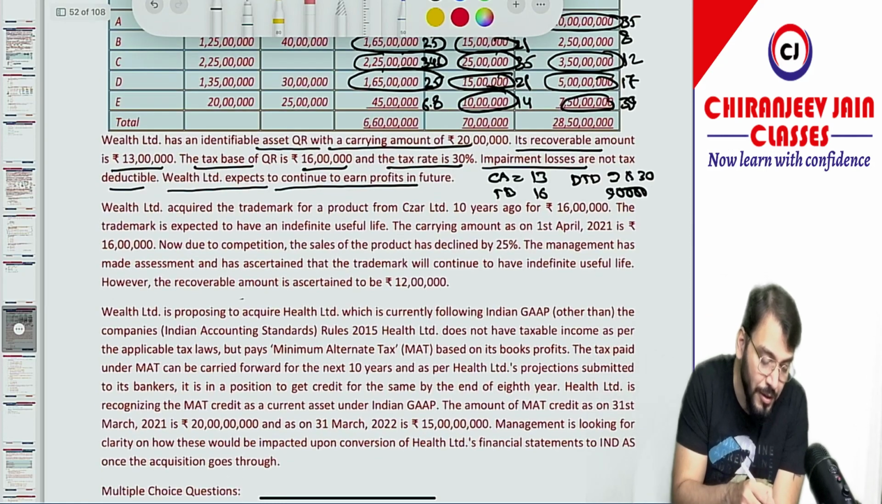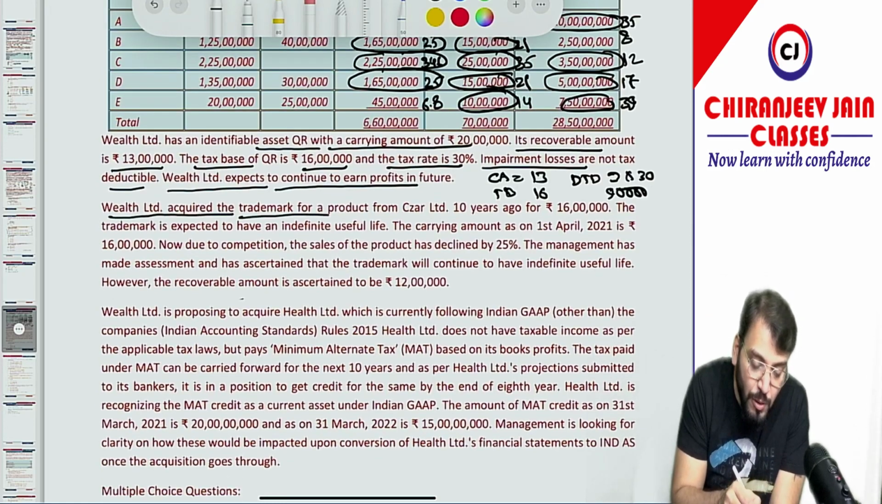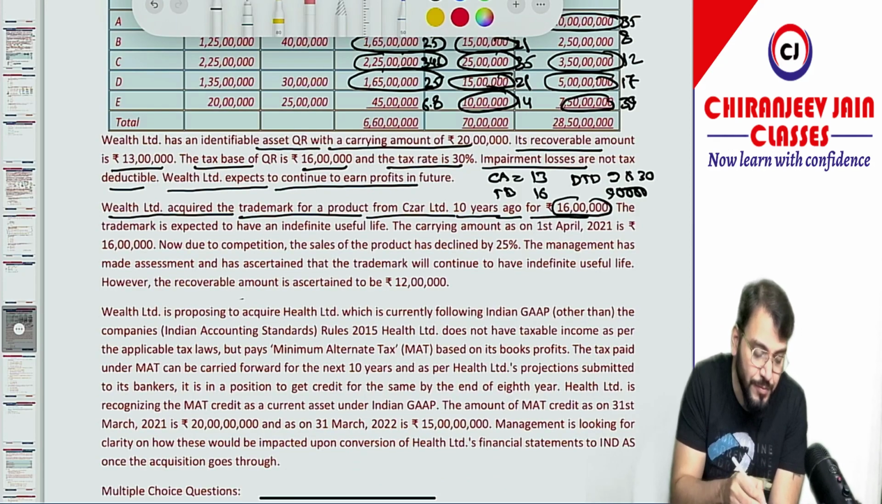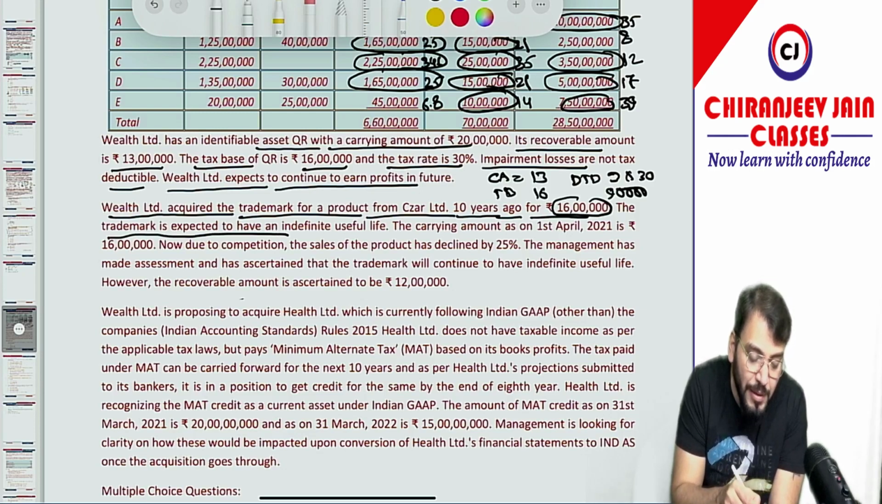Okay sir. Next point. Wealth Limited acquired a trademark for a product from Kajar Limited 10 years ago for 16 lakh. So this becomes the cost price. The trademark is expected to have an indefinite useful life. The carrying amount as of 1st April 2001 is 16 lakh.